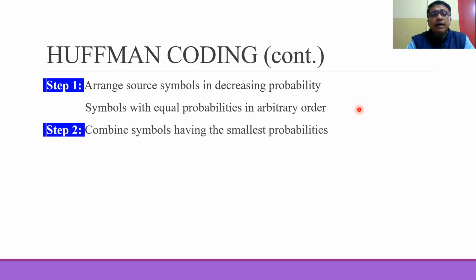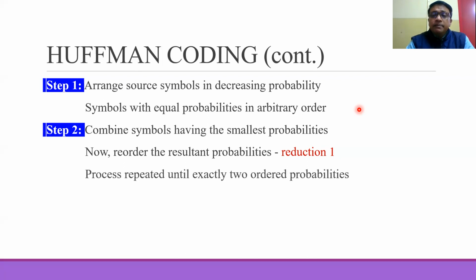In step 2, you have to combine the symbols having the smallest probabilities. You will just add up the two symbols which have the smallest probabilities. I will show you one example. Once you have added up the two lowest probabilities, the probability value will change. So you have to reorder the resultant probabilities, and this is called the first reduction, or reduction 1 step. Then this process is repeated until exactly 2 ordered probabilities are left. When you get the final step, it is called the last reduction.